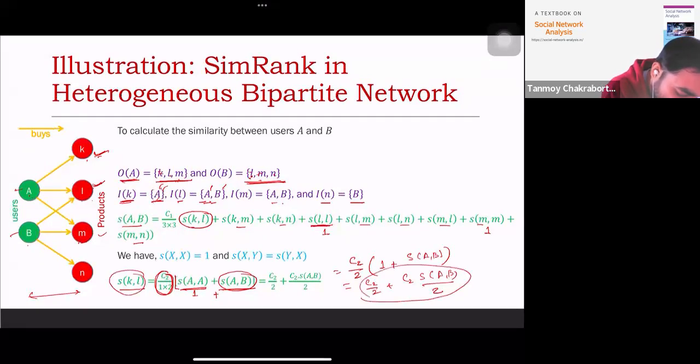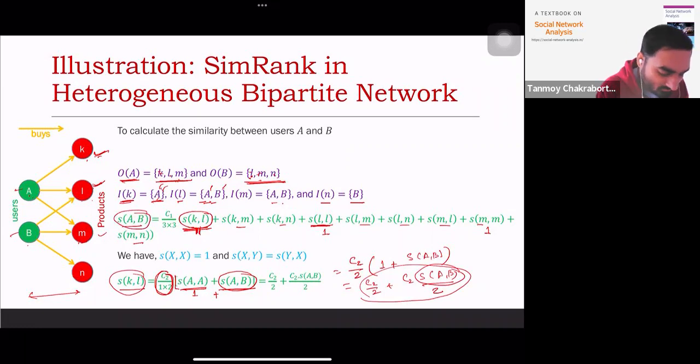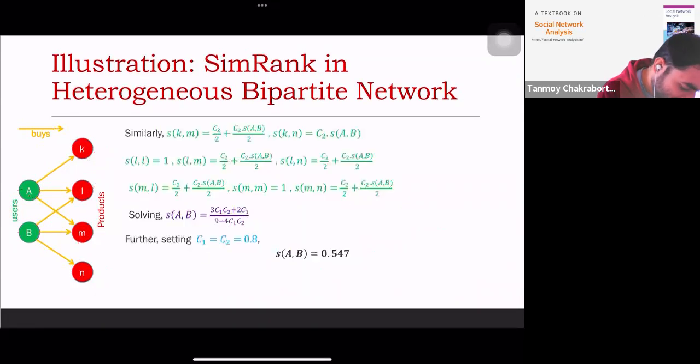So I can replace this value here, and I get something which is a function of S of AB. S of AB is what I want to determine. So what is our target? Our target is to get the values of all these items in terms of S of AB, so that finally we get an equation where the only unknown is S of AB. We saw how to derive S of KL.